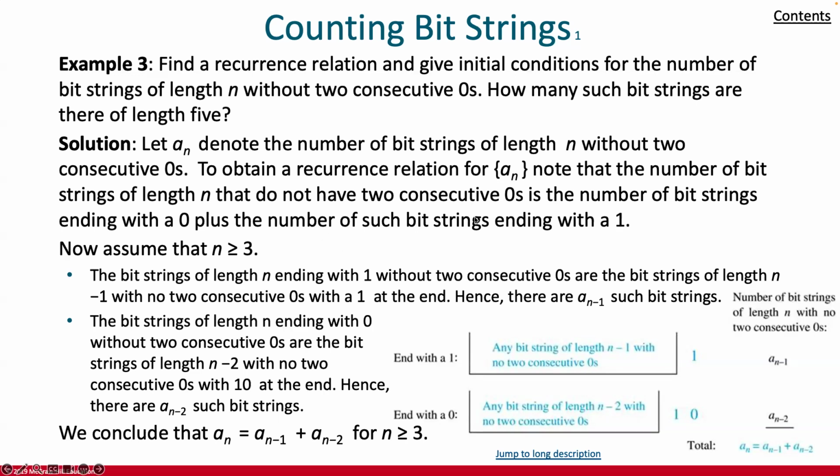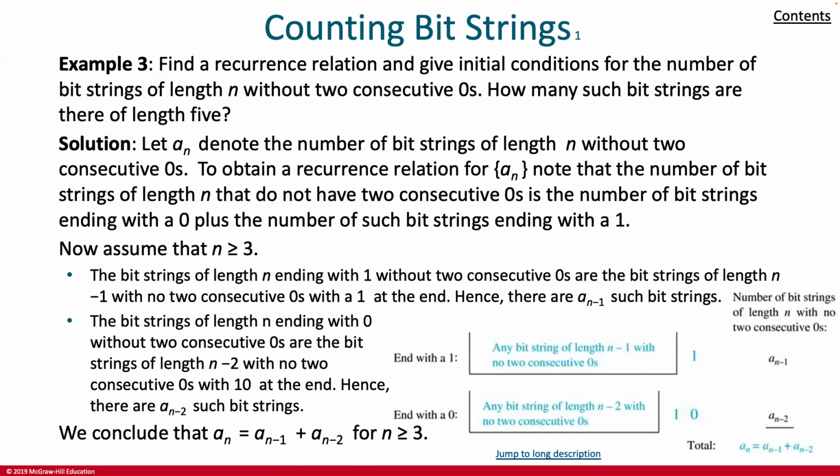To obtain a recurrence relation for A sub n, note that the number of bit strings of length n that do not have 2 consecutive zeros is the number of bit strings ending with a 0 plus the number of such bit strings ending with a 1. And so you can see this graphic over here that I put in the corner to help us to be thinking about how we would go about doing this. And so the relationship between the current and the last 2 generations is laid out here. This is for n greater than or equal to 3.